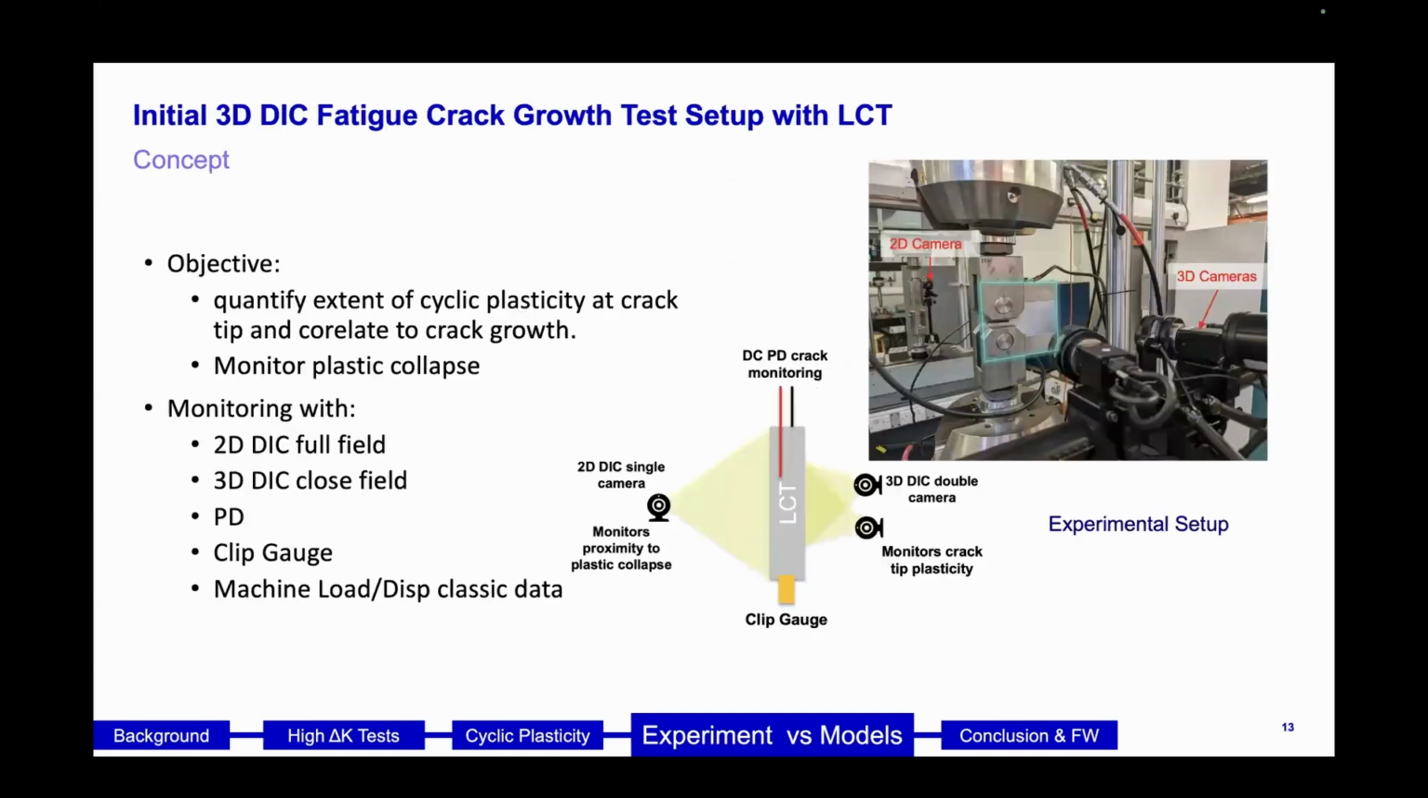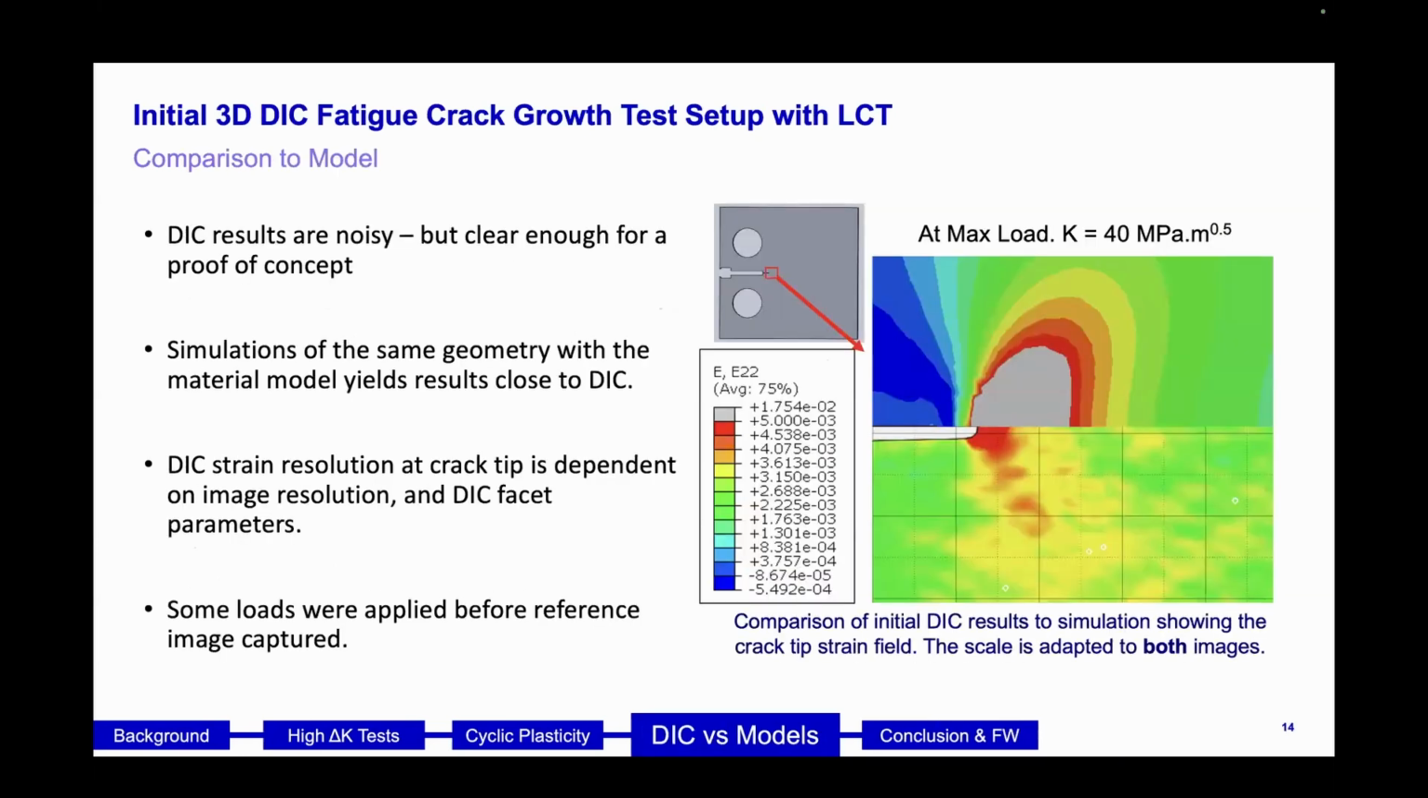Okay, so next up, the fatigue crack growth experiment. This time we have 2 cameras at the front for 3D DIC and 1 camera at the back for 2D DIC. The 3D cameras focus on the crack tip to get a really good reading on the crack tip strain field, while the camera at the back simply gets a whole picture of the LCC to see how close we are to plastic collapse as the crack grows. And then, of course, we have the usual DCPD crack length monitoring and other traditional methods. Results so far are noisy, granted, but they seem adequate for a proof of concept.